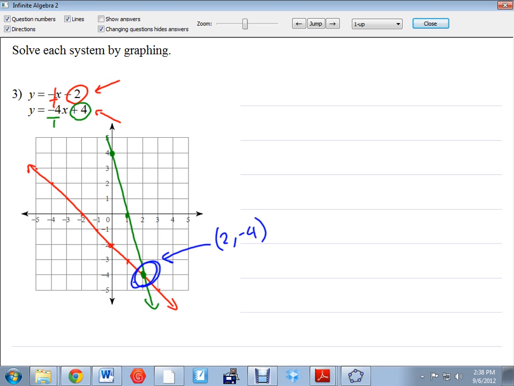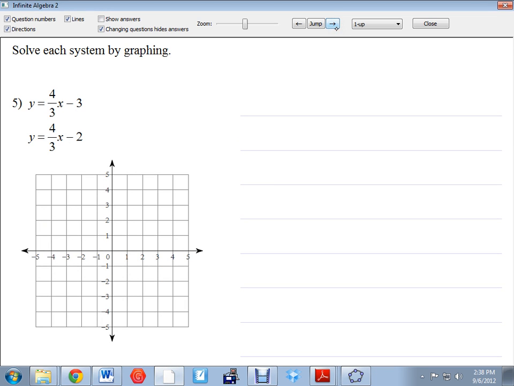Now some systems have special cases, like for instance this one, number 5. If you were to graph it, you would start the first one at -3, and then do a slope of +4/3. So that is up 1, 2, 3, 4, and over 3 is right here. That's the only point we can actually plot for this line because the graph is a little bit small. And so that is the first line right there.